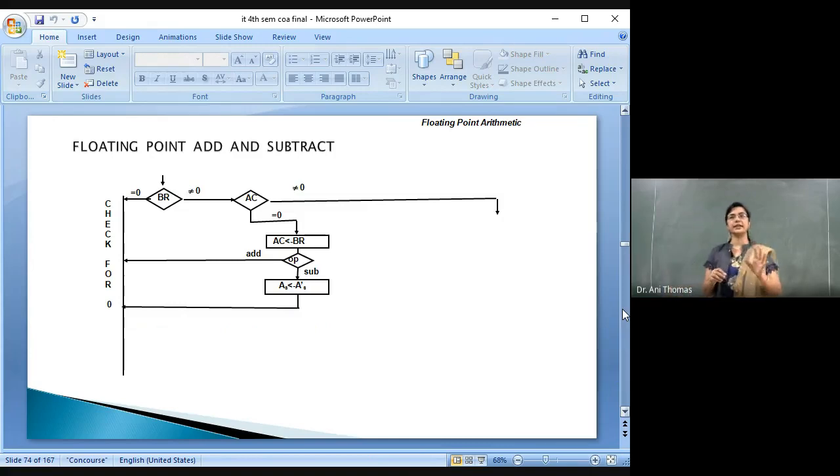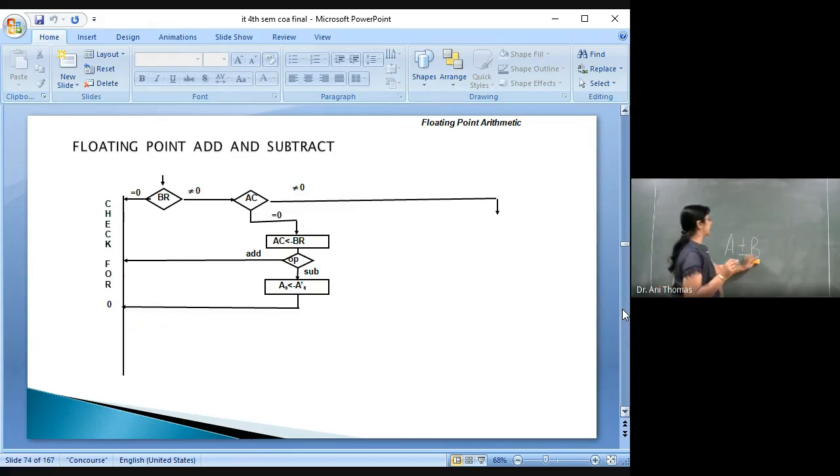First step is checking for zero. When we say check for zero, the procedure we apply is, we are having A plus minus B. So first we check if B is 0. If B is 0, then what will happen? We are already having the result A in AC register, so we don't have to do anything. We just go to the end of the algorithm.